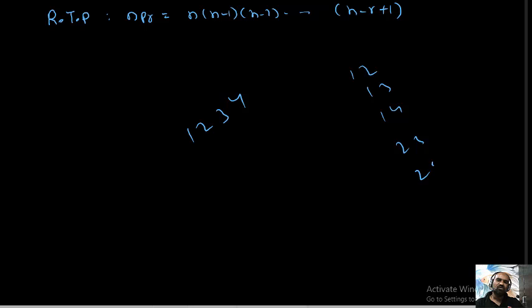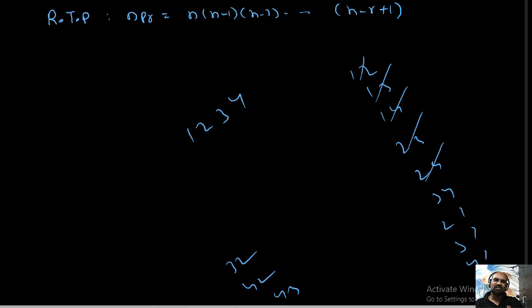Okay, 2, 4, 3, 4, 2, 1, 3, 1, 4, 1, 3, 2, 4, 2, 4, 3. What happened? How many? 1, 2, 3, 4, 5, 6, 7, 8, 9, 10, 11, 12.